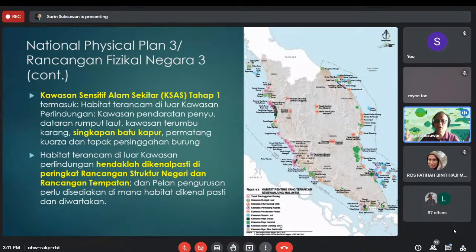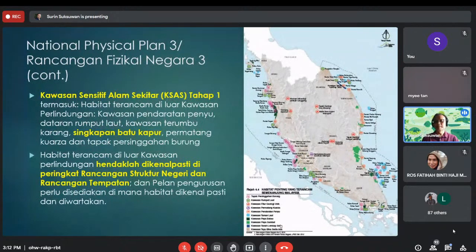Okay, but in order for the National Physical Plan to be operationalized on the ground, the same policies, the same land use plan, needs to be captured in the local plan. The local plans are the Rancangan Struktur Negeri. Each state would have one Rancangan Struktur, and Rancangan Tempatan, the local plan. Right. So these are plans that are gazetted. Once they're gazetted, that means whatever areas are identified in the local plan have to be implemented on the ground. So if an area is identified for protection, it needs to be protected.